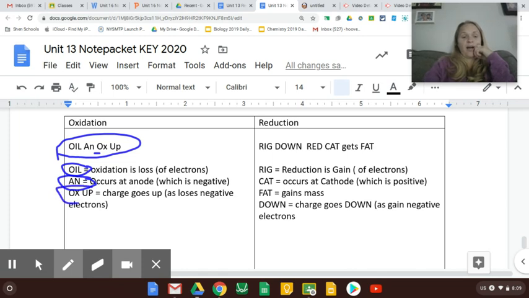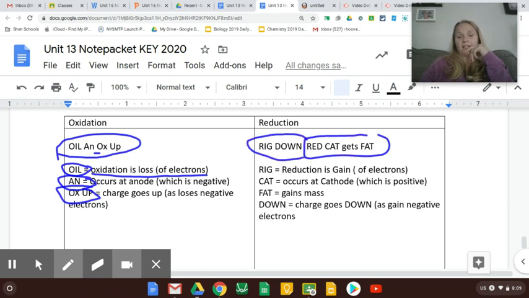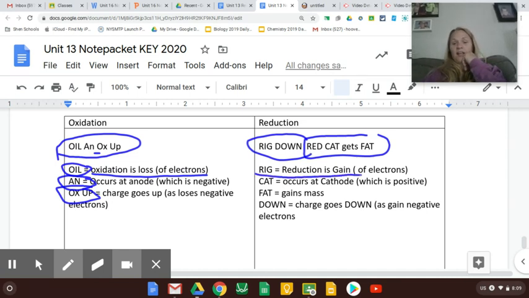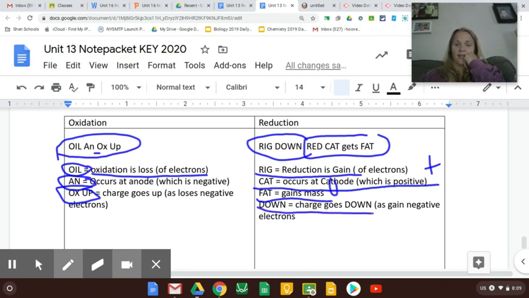You ox up, the charge goes up for oxidation. Oxidation is loss of electrons. Red cat gets fat, reduce down. Those are all the reduction tricks. Rig for oil rig, reduction is gain of electrons. Red cat means that reduction happens at the cathode. We like cats, so that's the positive electrode. Fat means that it's the one that gains mass. And reduce down means that the charge goes down.